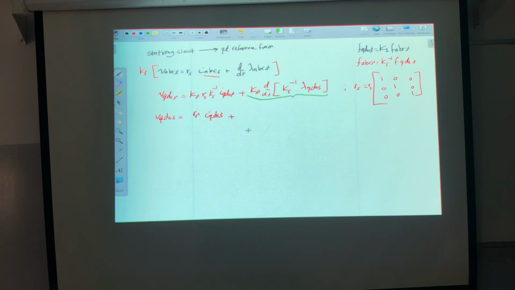So chain rule. Give me the chain. KS d by dt of KS inverse lambda QD0S plus KS inverse d by dt of lambda QD0S. Now this one we know it's the identity matrix. So until now, in order to finish this lecture, I need to evaluate this one.